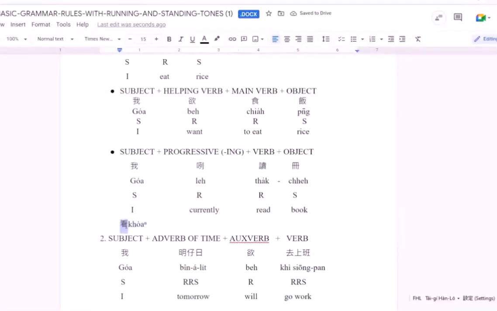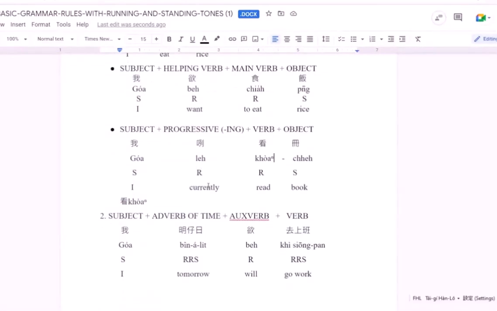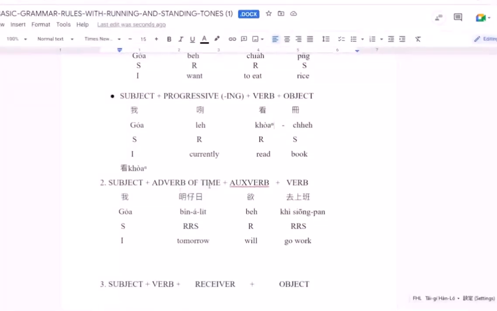And if we replace it here, then it's still the same. It will be running tone. So instead of kwa, it'll become kwa le kwa che. So, I currently read book. Running, running, standing. The very end is standing. So that's how the grammar works and how the tone changed there.